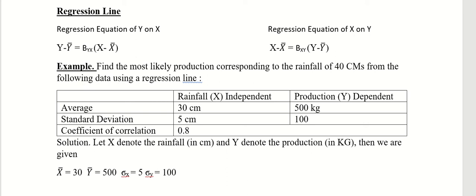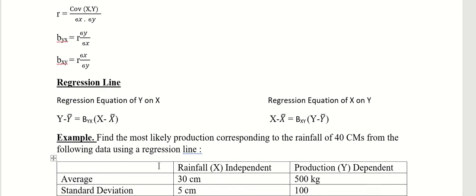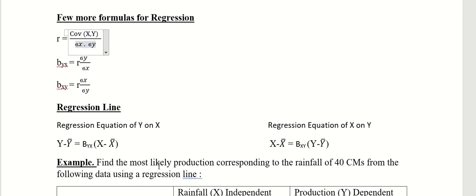In this question, the correlation coefficient r is already given to you directly, so we don't have to apply that formula. But in certain questions this correlation is not given to you. Maybe covariance is given to you. When covariance is given and correlation is not given, then you apply this formula. If correlation is directly given, then you can directly put the correlation.